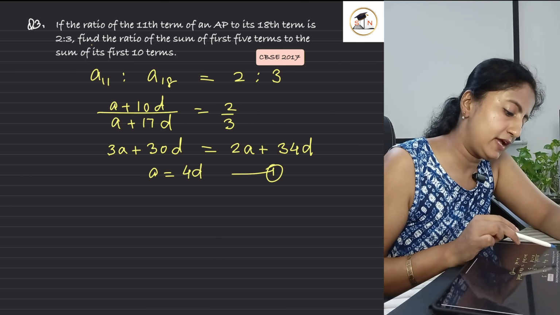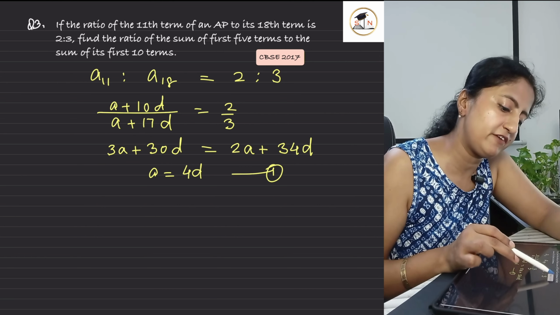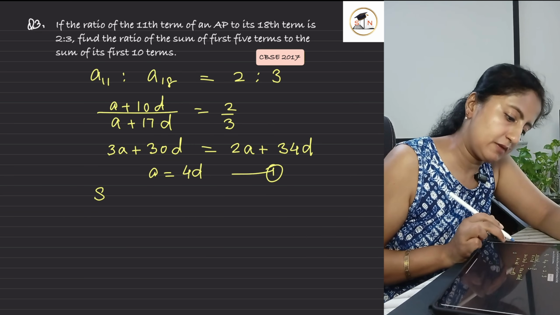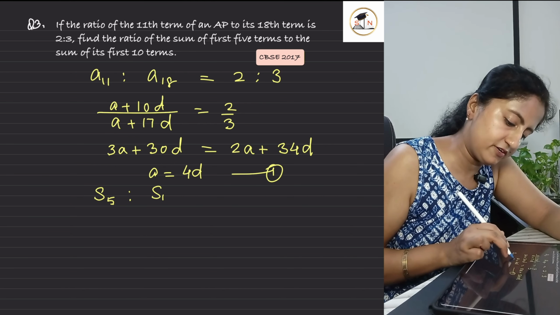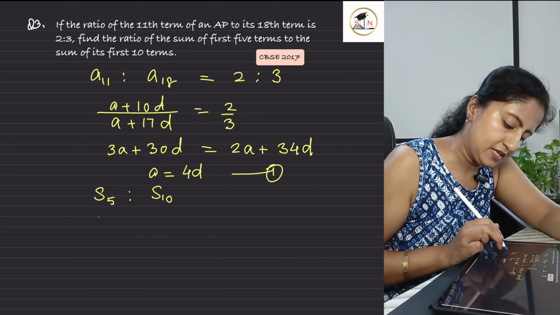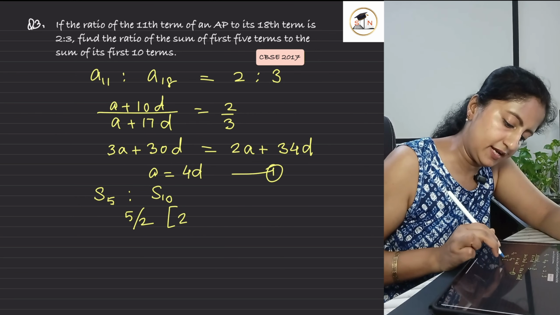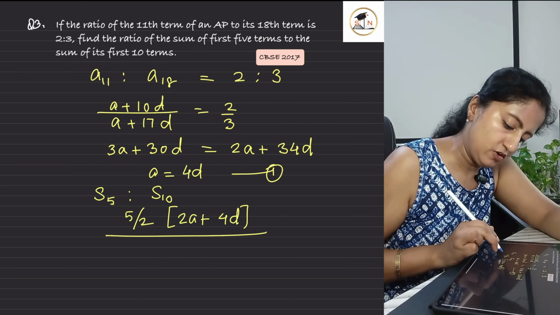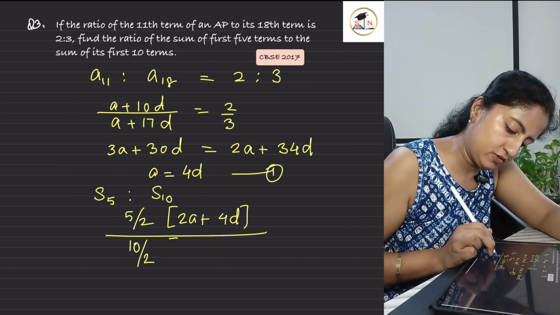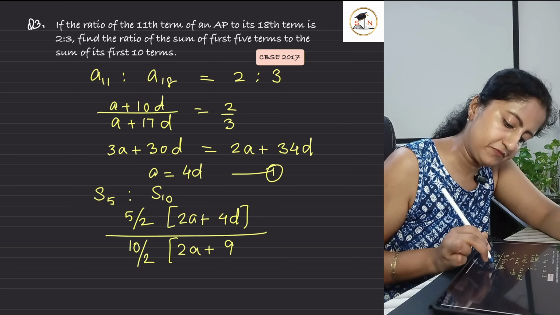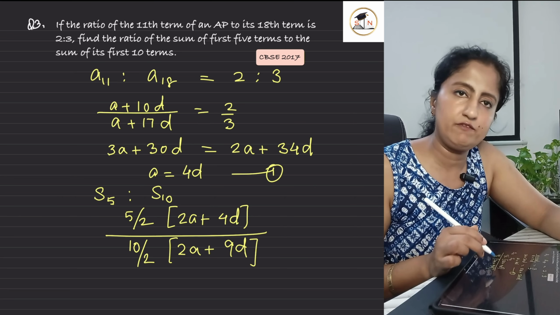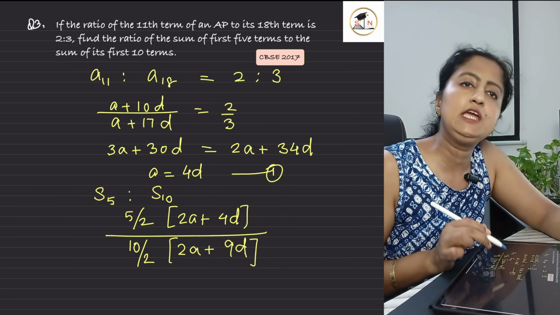Now, what they have asked, find the ratio of the sum of first 5 terms to the sum of the first 10 terms. Now, sum of first 5 terms to sum of first 10 terms. Now, what is this? I'm expanding this. S5 means we have 5/2 bracket 2A plus 4D over 10/2 bracket 2A plus 9D. Because they have asked for the ratio, we do not have A, we do not have D, but we know that A equals 4D.